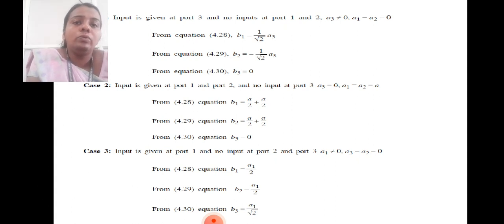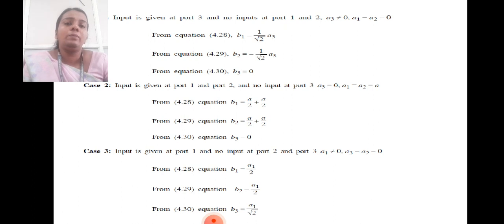Similarly case 2, we are giving the input at ports 1 and 2 and no output at port 3. We will be getting the coefficients B1, B2 and B3. Similarly case 3, where the input is given to port 1 and no input at ports 2 and 3. In that condition A1 will be not equal to 0, A3 and A2 will be equal to 0. So for that condition we are getting the 3 coefficients B1, B2 and B3. So these 3 conditions are used to analyze the coefficients of the E-plane T.